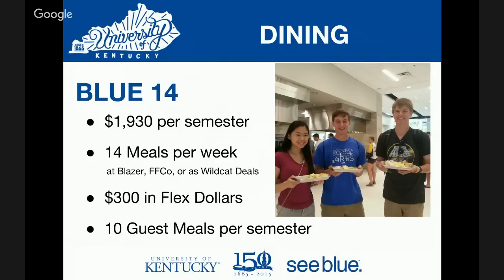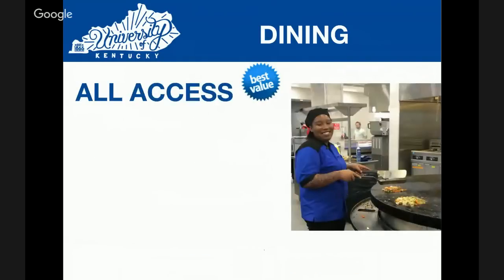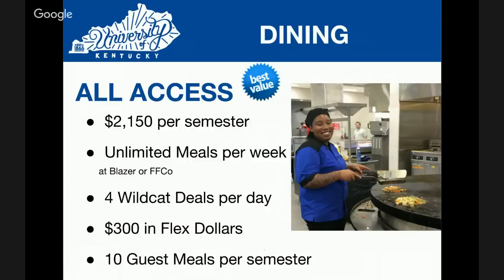Our newest meal plan is the All Access plan, and that's really the best value. What you get with the All Access plan is unlimited meals per week at Blazer and Fresh Food Company. So all day long, you can come in and out of those restaurants. There's only really a 30-minute buffer in between when you can come in and out, and we're open very early in the morning until 10 at night most days. So you really get a lot of access to food.